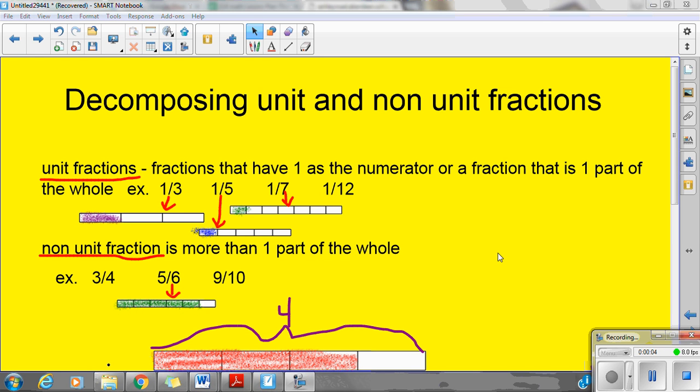Decomposing unit and non-unit fractions. Unit fractions are fractions that have 1 as the numerator, or a fraction that is one part of the whole.